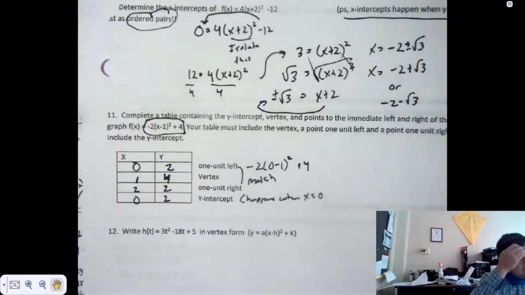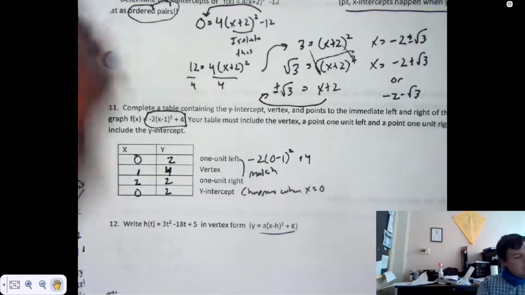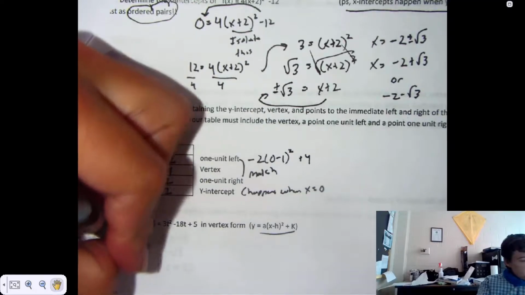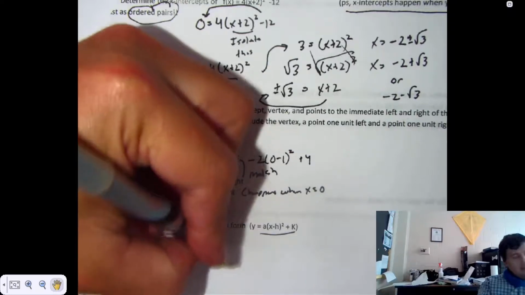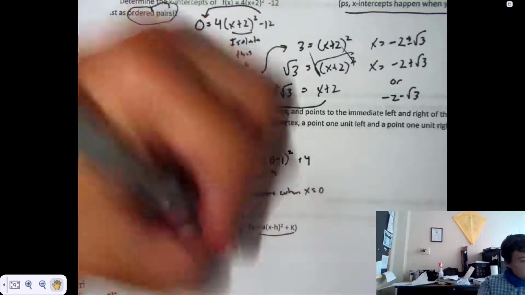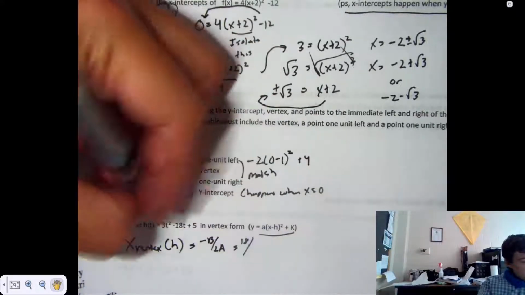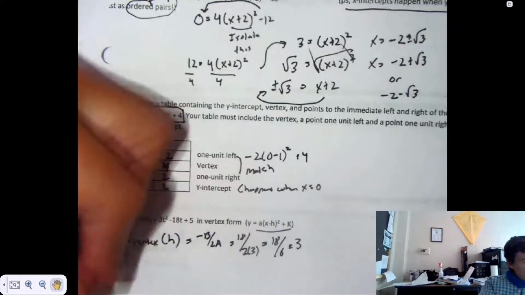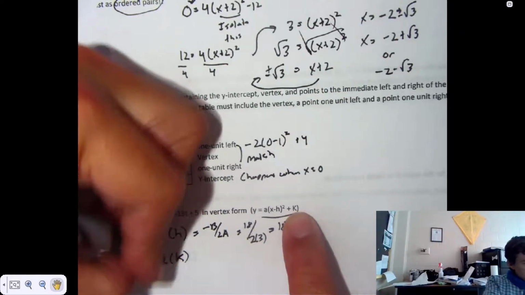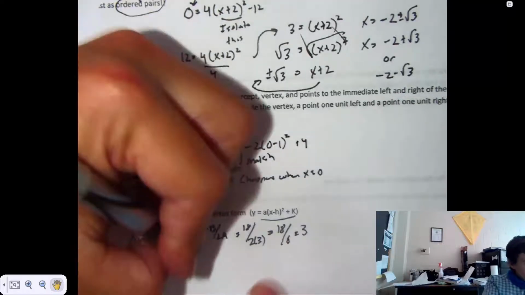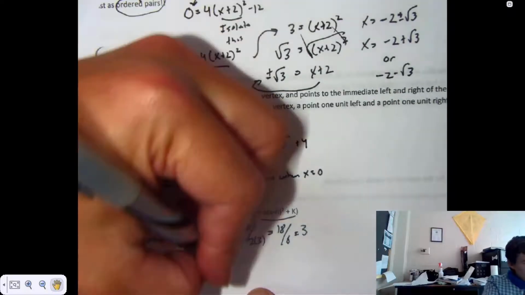All right, number 12. Here's your goal. You are told that the x-coordinate of a vertex, which happens to be the letter H, is opposite B over twice A. You have been asked to memorize that. Now, opposite of B would be a positive 18, twice an A, so twice a 3. You end up with 18 over 6, which is 3. To find the y-coordinate of the vertex, which is the letter K, we plug that 3 in. It's 3 times a 3 squared minus an 18 times a 3 plus a 5.